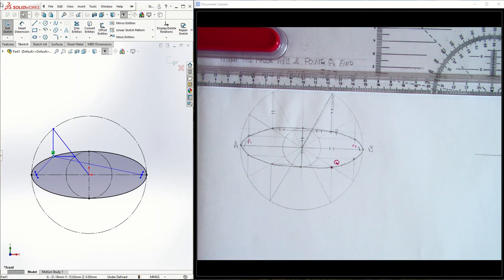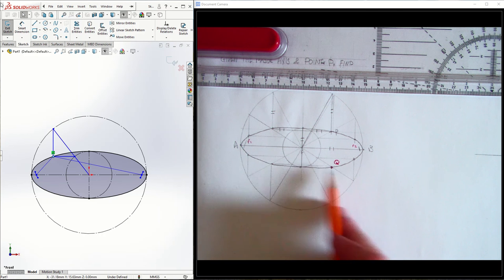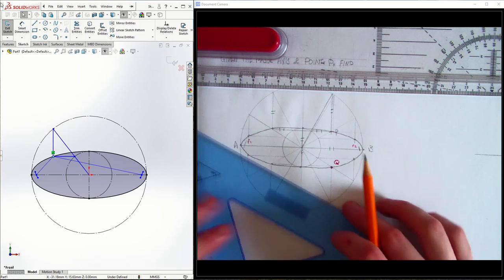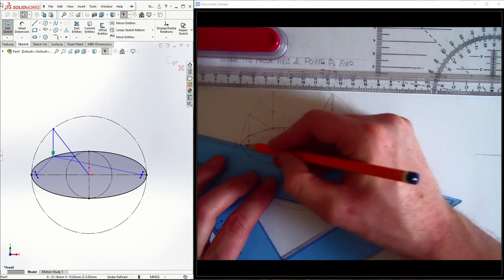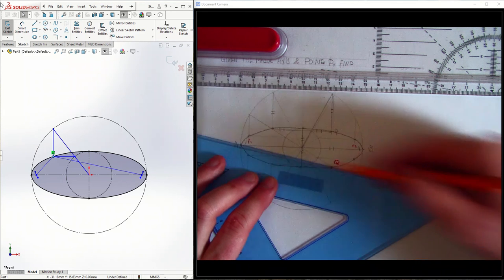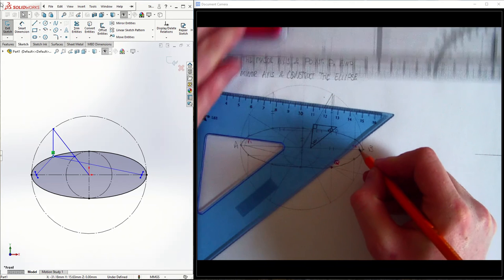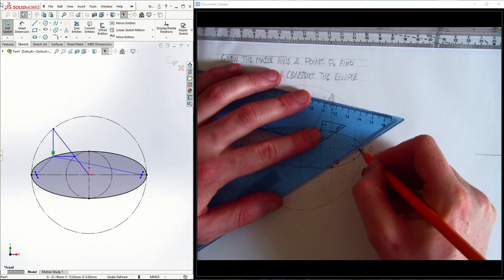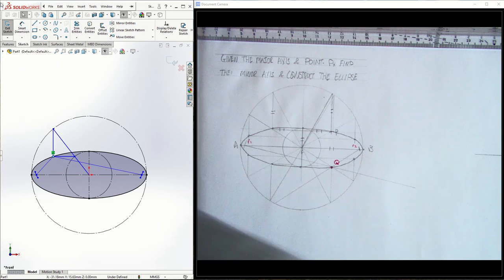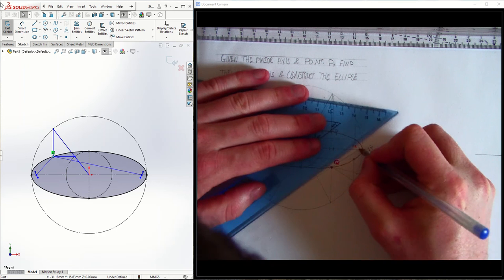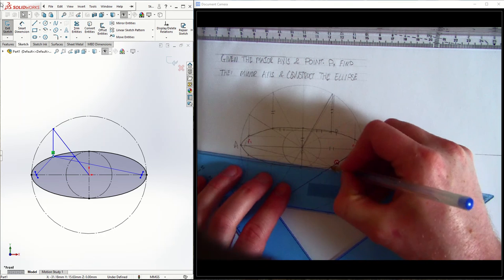Now, I want to construct a tangent. I know a tangent is a line that touches a curve at one point only, and I want that point to be point Q. So I'm going to join the focal point to the point I want to touch, and extend it out through, like this. I'm going to do the same from the other focal point, and also extend that out through. We're going to put these in blue, just to show.